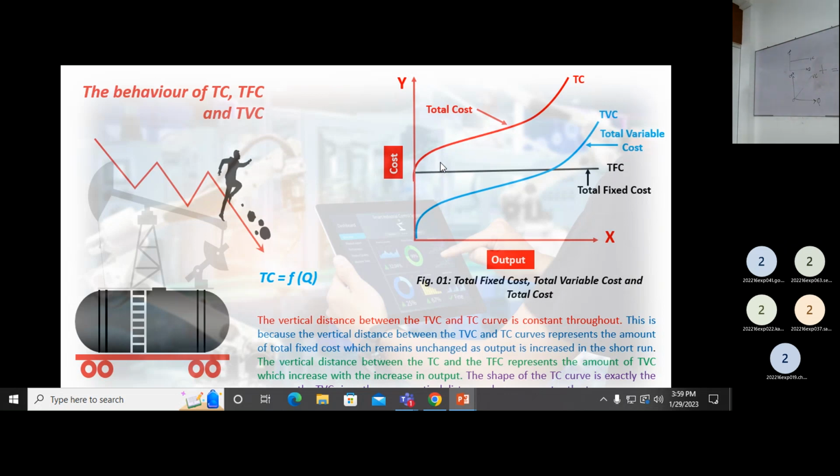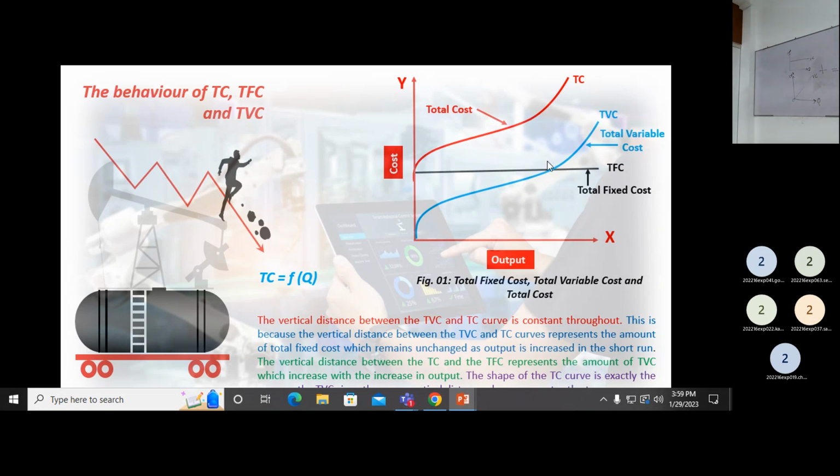Yeah? Due to fixed cost. This gap is the same. The gap or the difference between total cost and total variable cost is the same. Why? It is represented by your fixed cost. And if you look at your total cost curve, it goes like this, and your fixed cost is this.